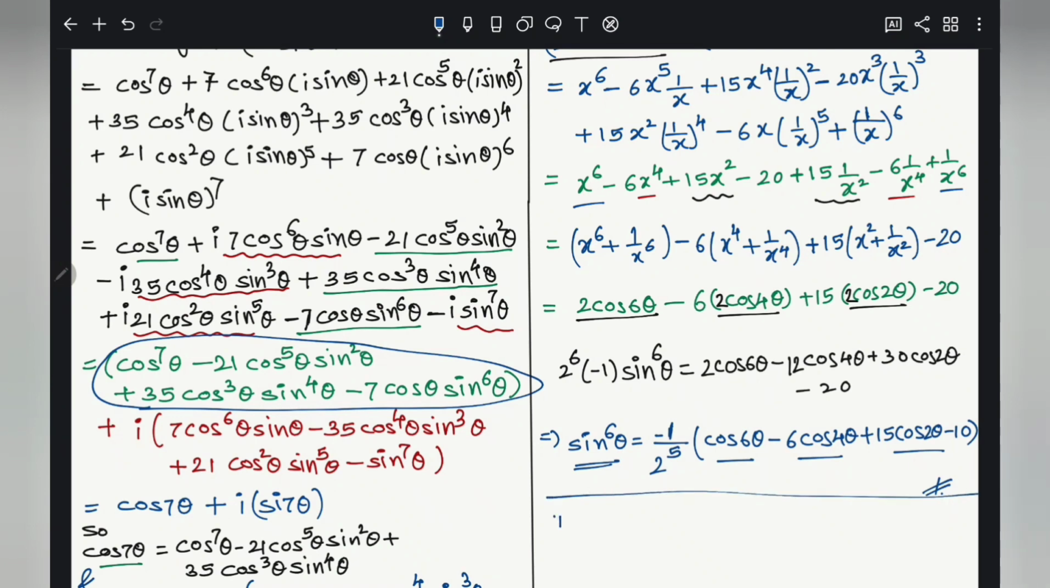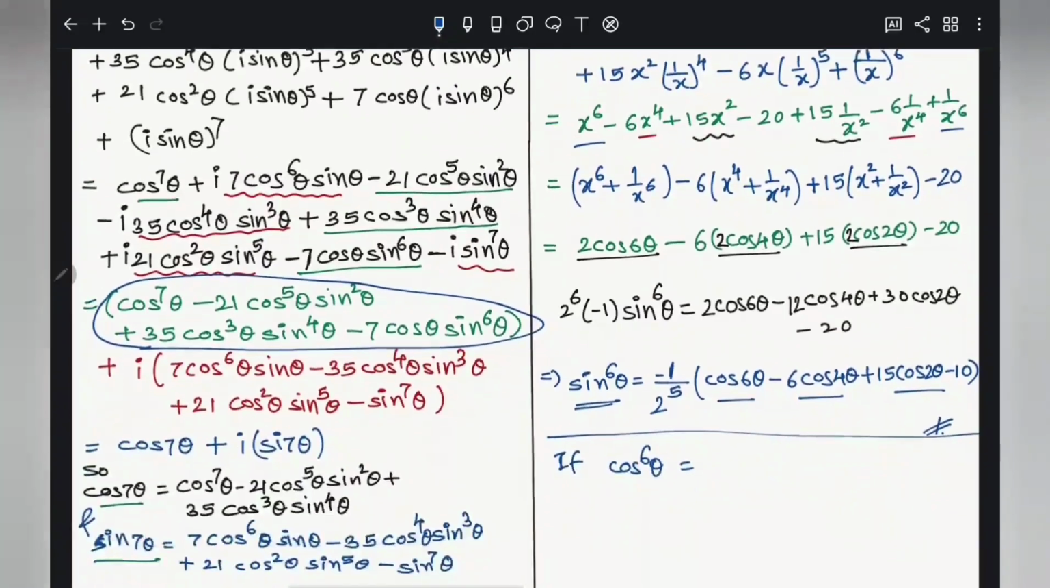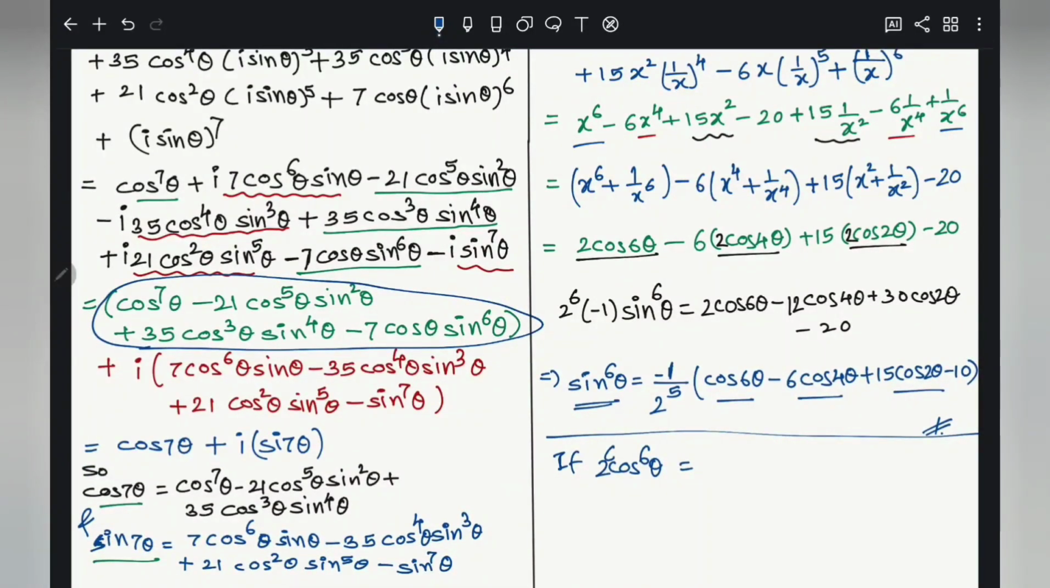Same way, if it is asked for cos raised to 6 theta, as I showed you, you should have started with x plus 1 by x raised to 6, and in a similar way you are going to get the answer. Okay, you will get a plus sign everywhere. Okay, this step directly, and you can get the answer.